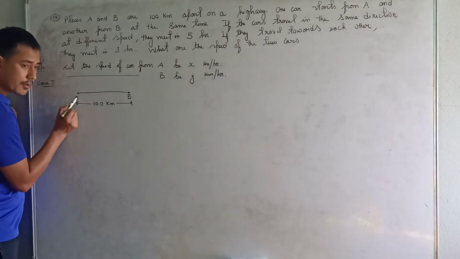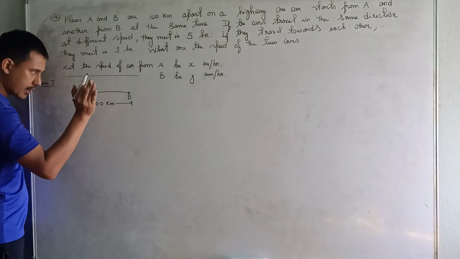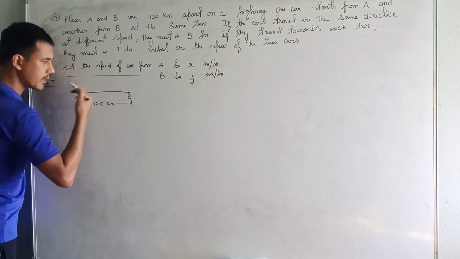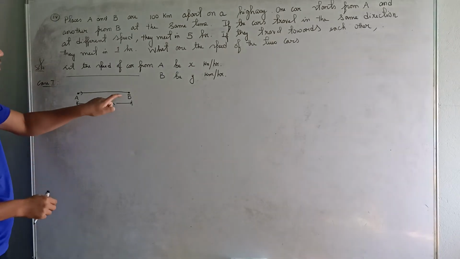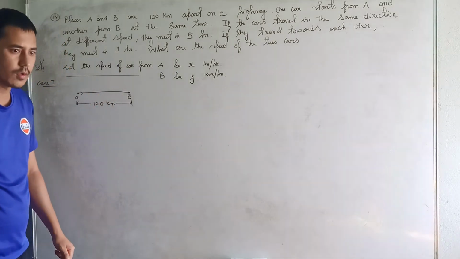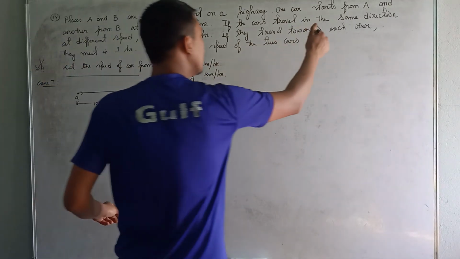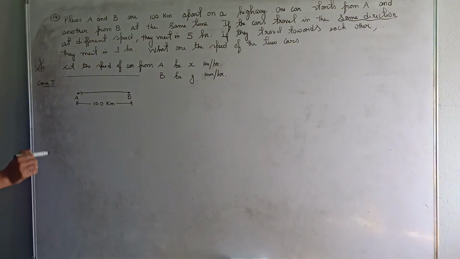So the first car, the car from A, suppose it goes towards the right side. If it goes towards the right, then where will the car at B go? Same direction. If I go towards the right and I ask you to follow the same direction, then where will you go? To the left? No, right?